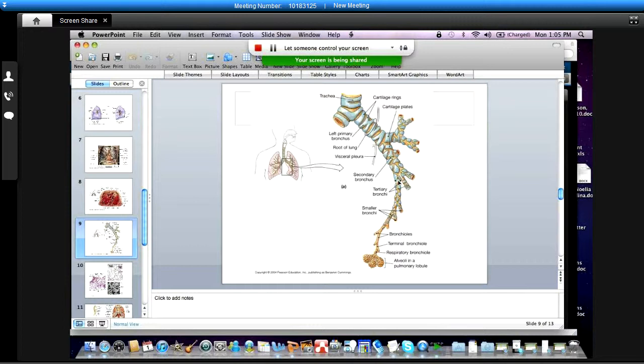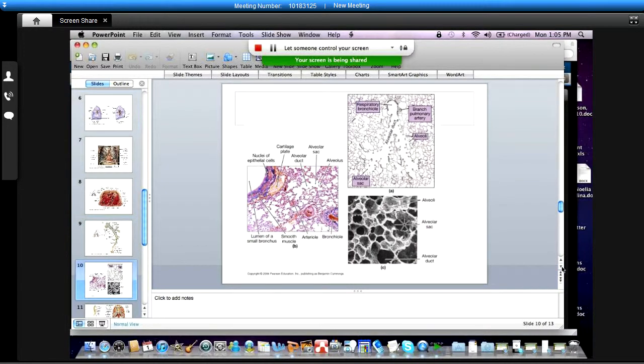The differences in the structure and how the airway actually tapers down as you go deeper into the lung, the mainstem bronchus, the bronchioles, and as you can see, cartilaginous structures change, the diameter changes, and then you get to the alveoli where you actually have the gaseous exchange taking place.